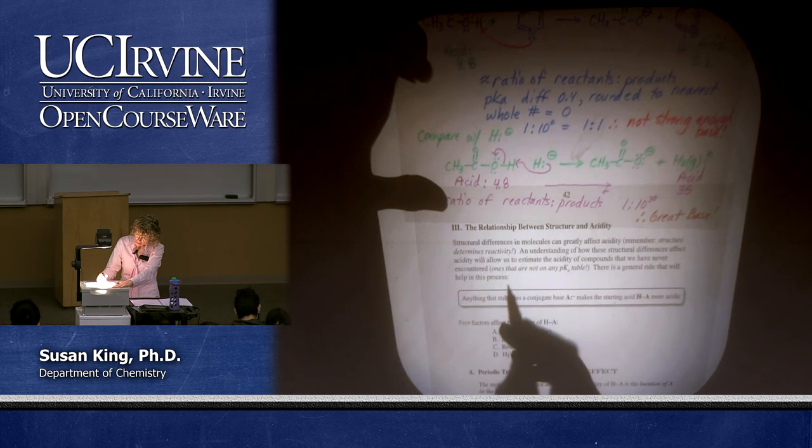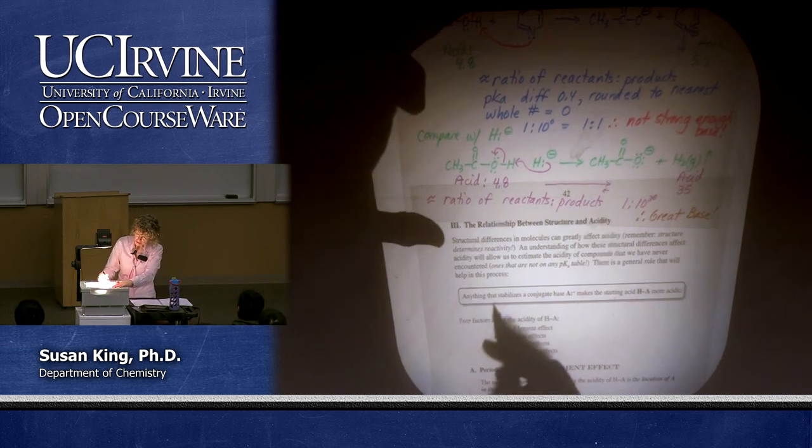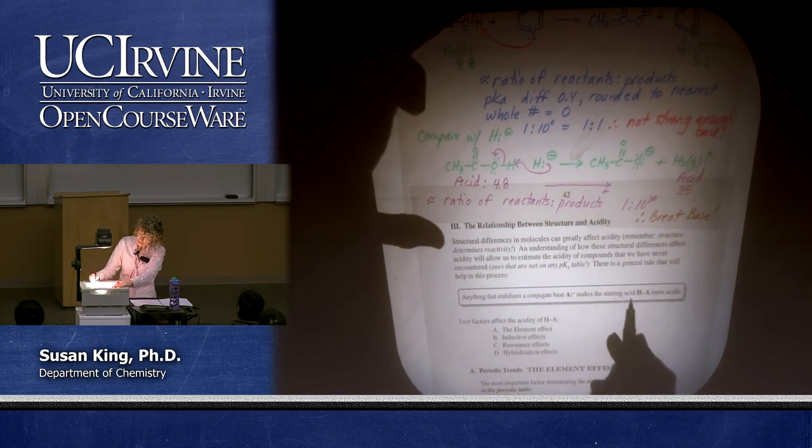We want to be able to estimate the acidity of compounds that we've never encountered, because we're not going to be able to see everything in the pKa table. We're also going to encounter more complex molecules, and we want to be able to take that complex molecule and pick out acidic parts and basic parts. That would be a lot harder to do if we always have to deal with the pKa table. So anything that stabilizes a conjugate base makes the starting acid more acidic.